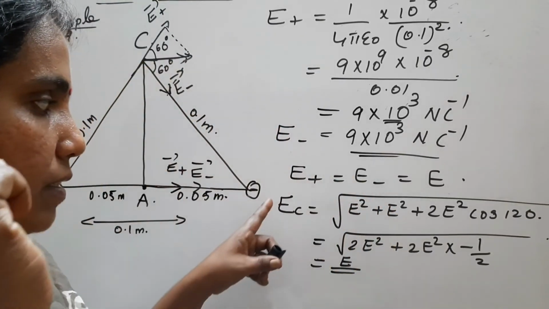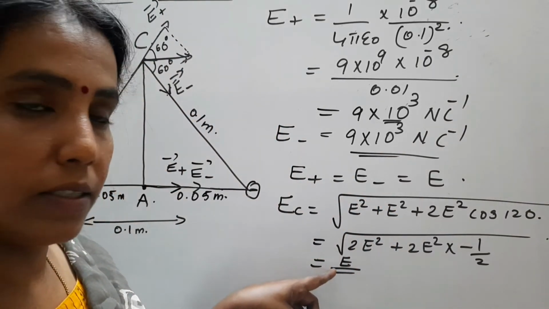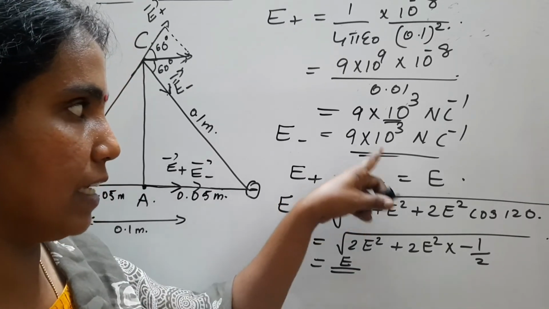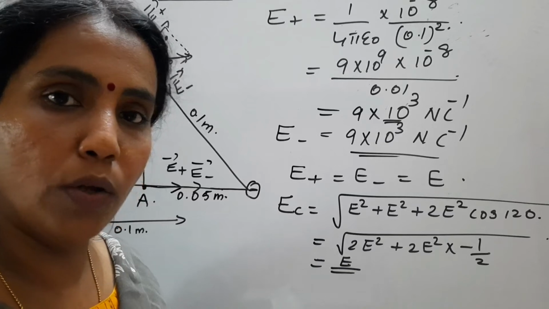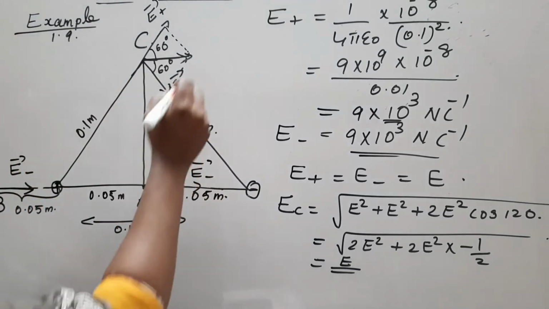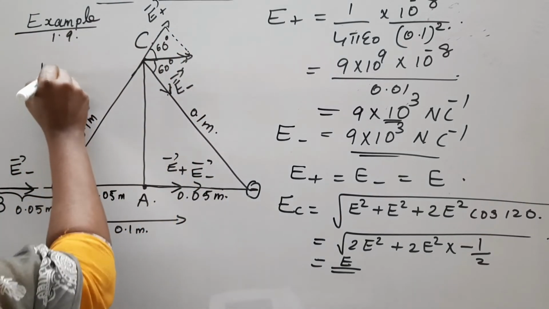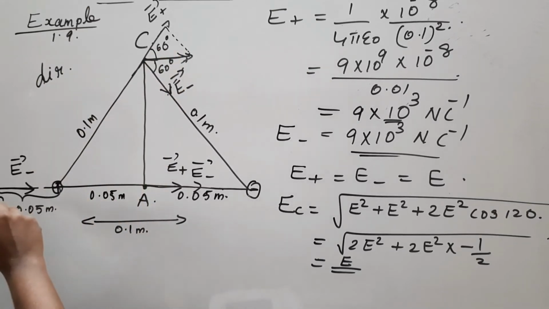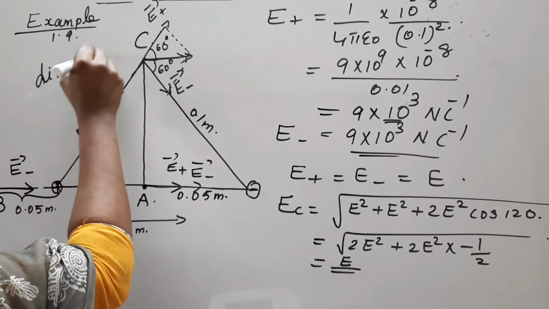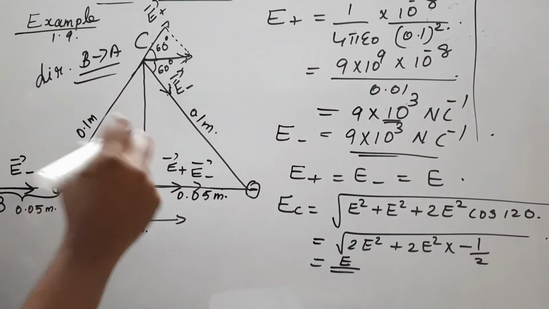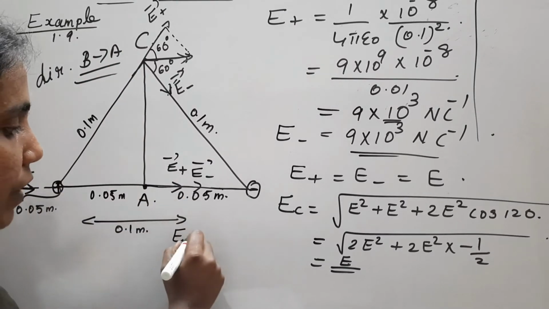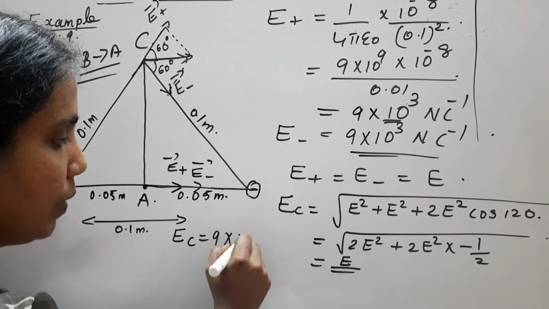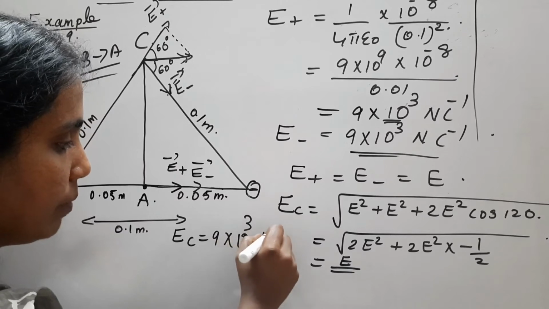So the thing is this, the resultant of both E plus and E minus at C, you will get it to be E itself, that is 9 into 10 raised to 3. And the direction of the net electric field at the point C is from B to A. At the point C, the resultant electric field EC is equal to E, that is equal to 9 into 10 raised to 3 Newton per Coulomb.